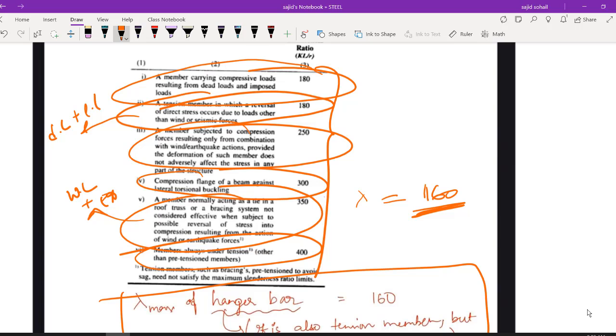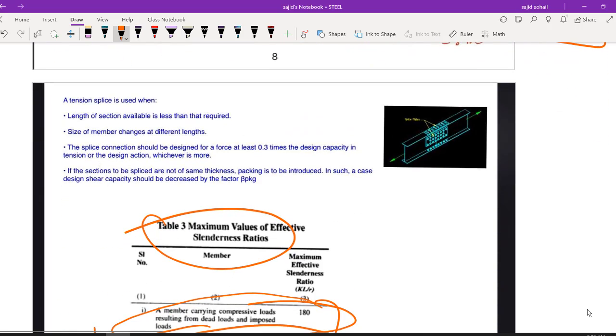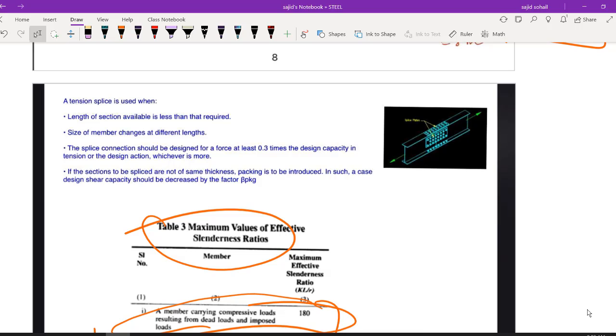So let us meet in the next module in which I am going to start compression members. It will be a very simple topic, fun. And before that there is one small topic which is splice. What is this tension splice? Tension splice is nothing at all. Look, let us say you have to join two points which are 20 meters apart. It is not that you will bring one single steel member and place it.